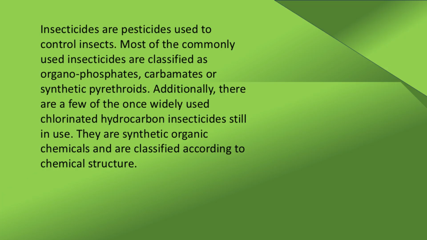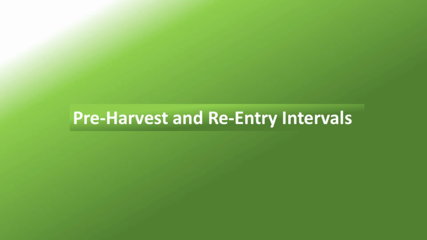Insecticides. Insecticides are pesticides used to control insects. Most of the commonly used insecticides are classified as organophosphates, carbamates, or synthetic pyrethroids. Additionally, there are a few of the once widely used chlorinated hydrocarbon insecticides still in use. They are synthetic organic chemicals and are classified according to chemical structure.